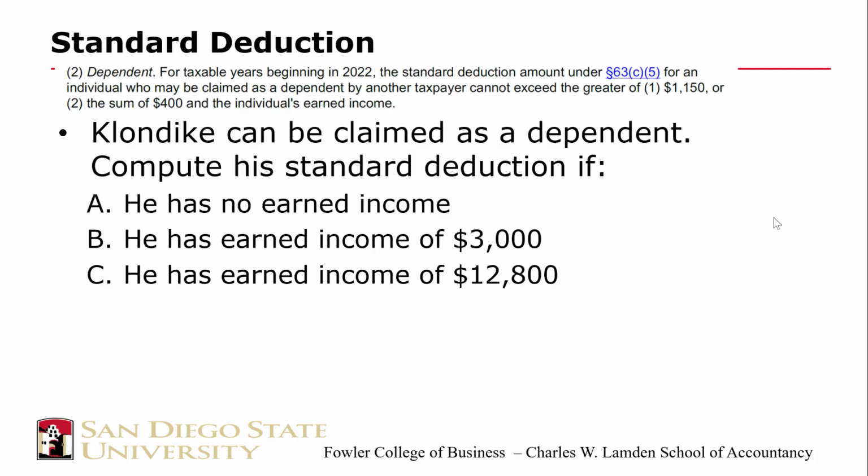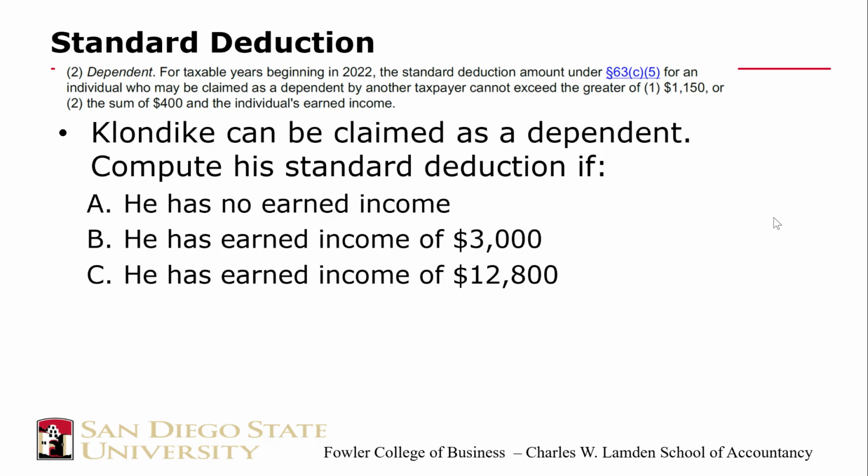Okay, so I popped the rule up there at the top, but Klondike can be claimed as a dependent. Done. Let's assume Klondike is a single taxpayer. Let's compute his standard deduction if he has no earned income. If he has no earned income, it's the greater of 1,150 or 400 plus the individual's earned income.